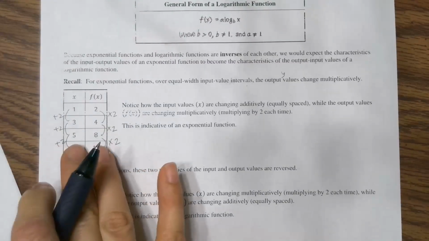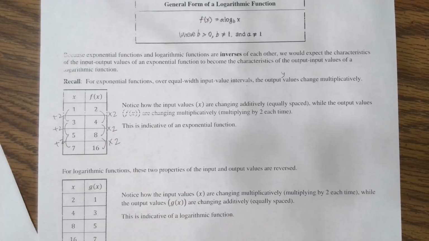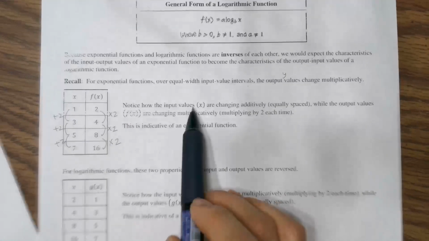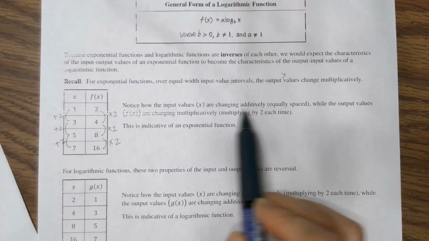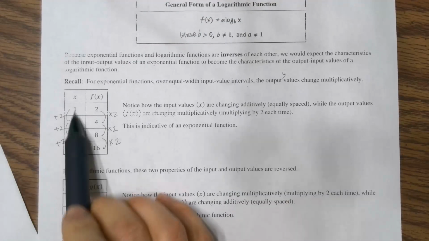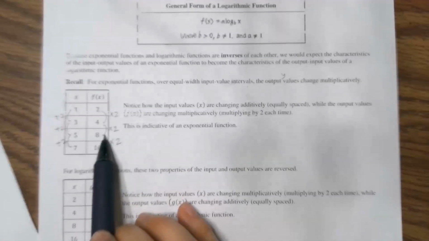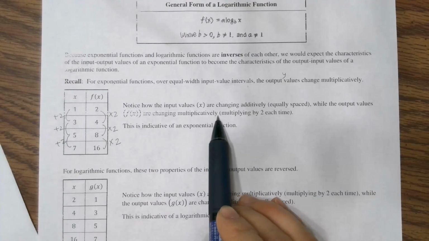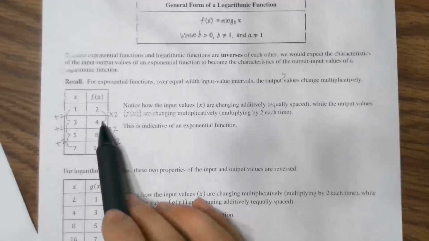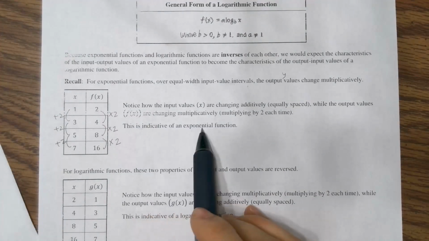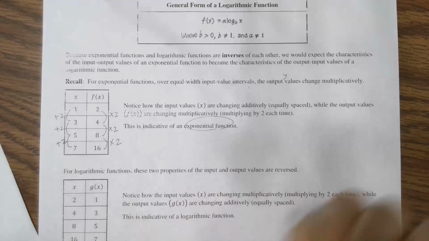So this is the exponential function. Notice how the input x values are changing additively, equally spaced by 2, while the output values, the y values, are changing multiplicatively, multiplied by 2 each time. This is the indicator of an exponential function.